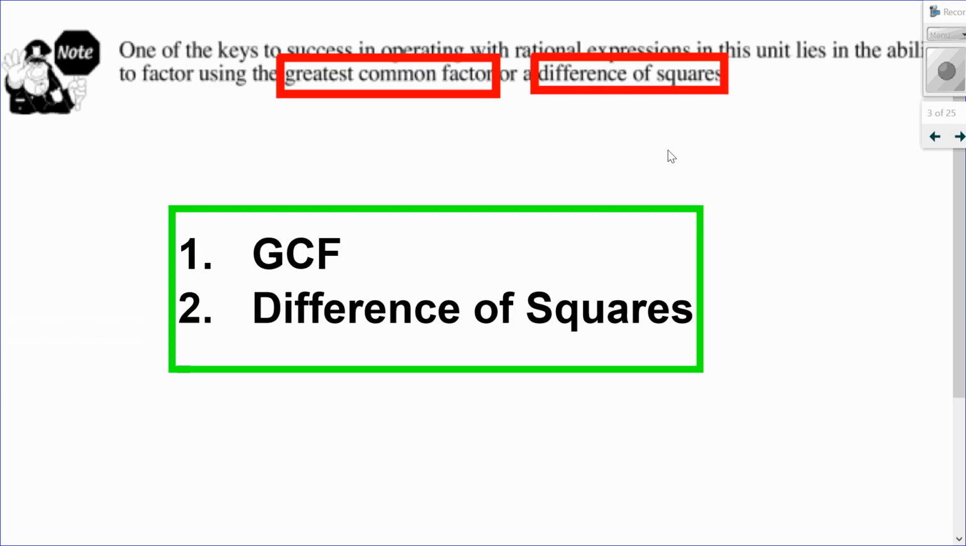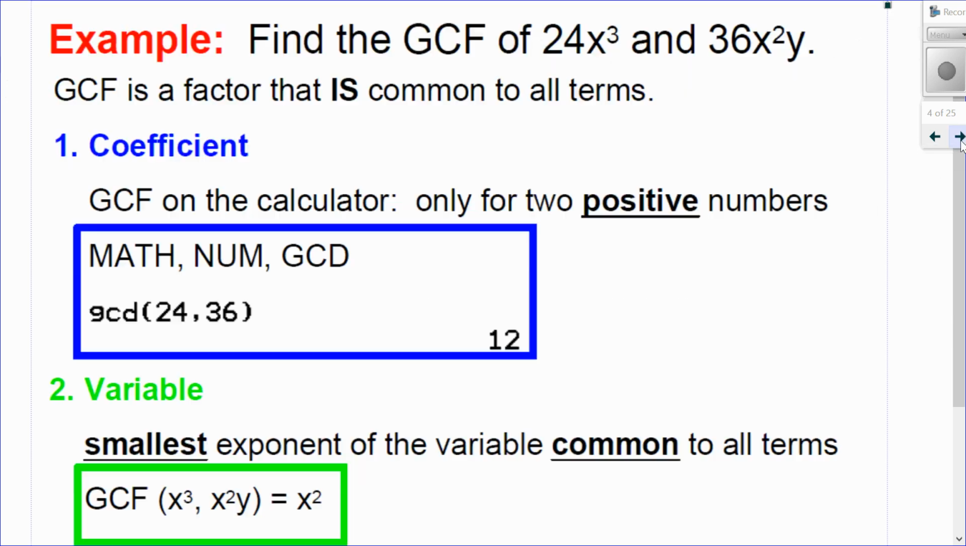Now, we need to review how to factor. Factoring is going to be a really key concept in this unit. And the 2 types of factoring that we're going to do in 30-2 are greatest common factor and difference of squares. So it's really worthwhile reviewing those methods. So this isn't in your workbook, but definitely worth jotting down.